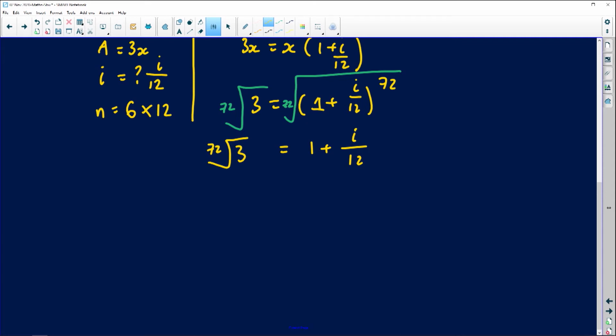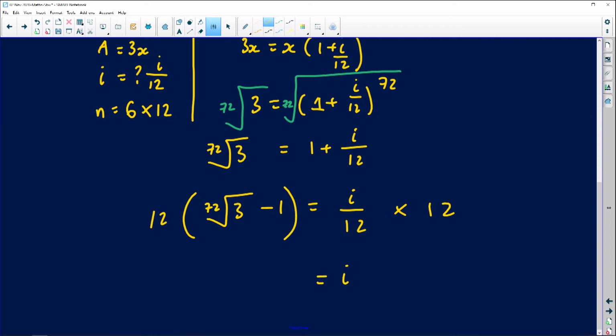Okay, after that, we're going to subtract 1. So we are looking at this. Minus 1 is I over 12. I don't like this division by 12, so I'll multiply by 12 this side and multiply all these guys by 12 on the other side. So which means the interest is going to definitely be 12 times what we are looking at there inside the brackets. So let me just put it in the right order so that you guys can see nicely.